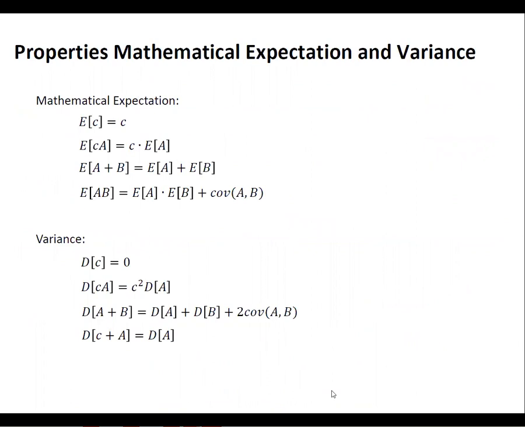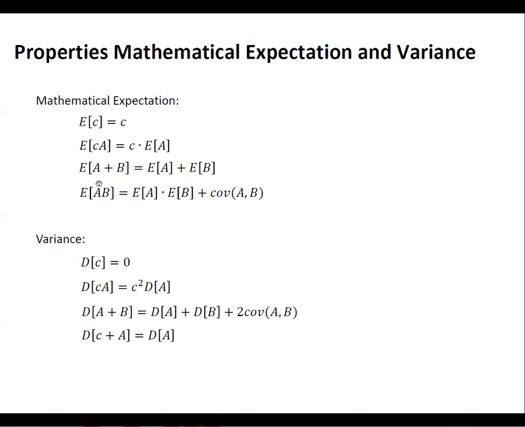First of all, let's recall the basic properties of mathematical expectation and variance, because we will have to apply them when studying the ARMA process. The first property is that the expectation of a constant is always equal to the constant. The second property is that the expectation of a constant multiplied by a random variable is the constant multiplied by the expectation of the random variable.